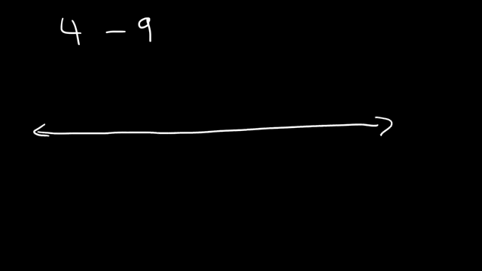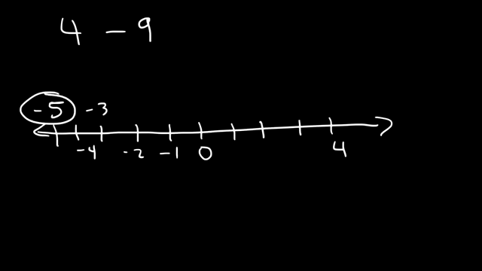So let's try 4 minus 9. So we're going to start with positive 4. And we're going to travel 9 spaces towards the left. 1, 2, 3. The 0 makes 4. 5, 6, 7, 8, 9. So notice that we ended at negative 5. So 4 minus 9 is negative 5.